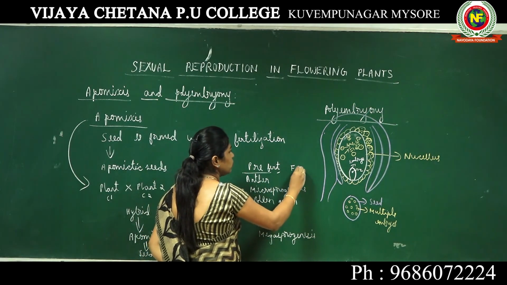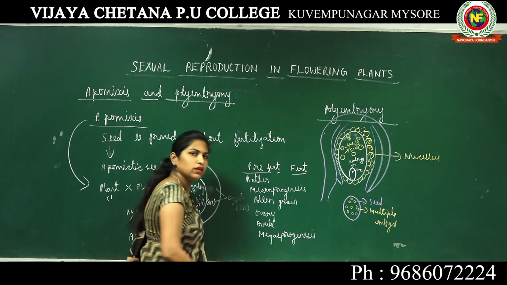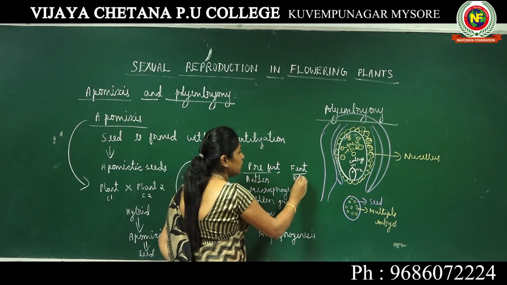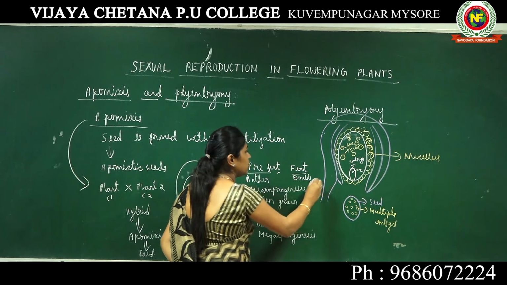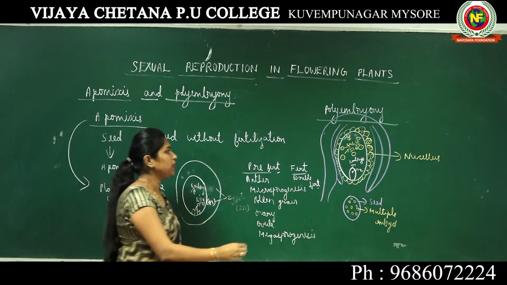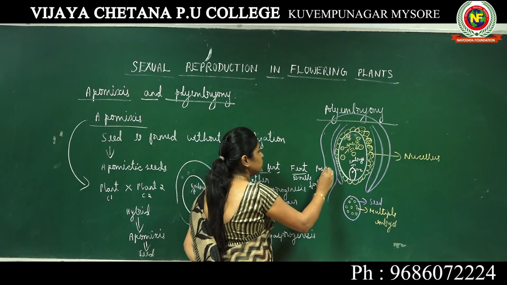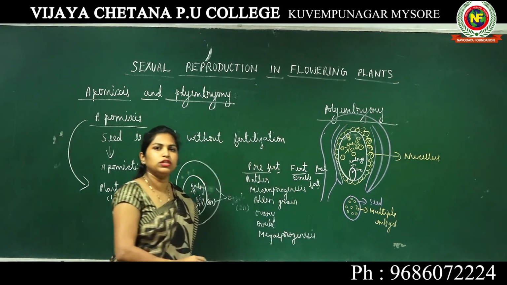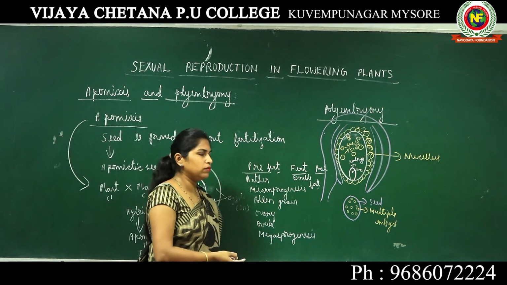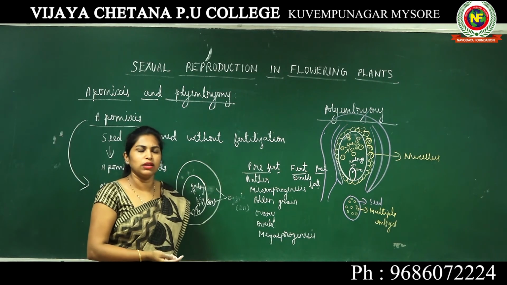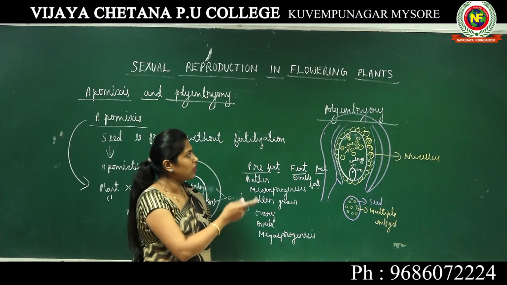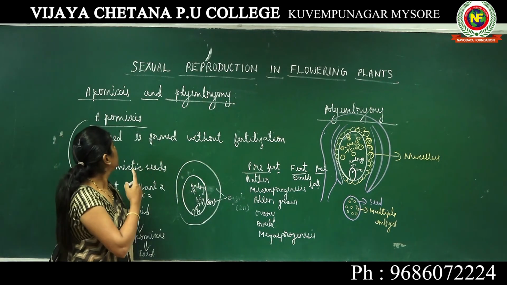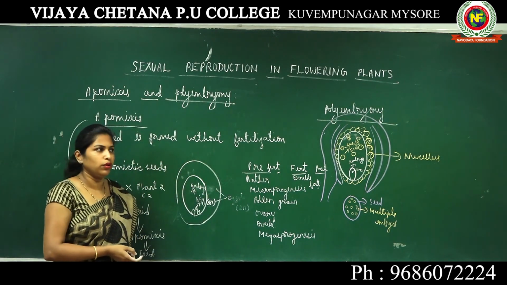Then we studied fertilization events. Under this we have studied double fertilization, which is nothing but syngamy and triple fusion. Then we have studied post-fertilization events, which include endosperm formation, embryo formation, fruit formation and seed formation. As a last topic we have studied apomixis and polyembryony.